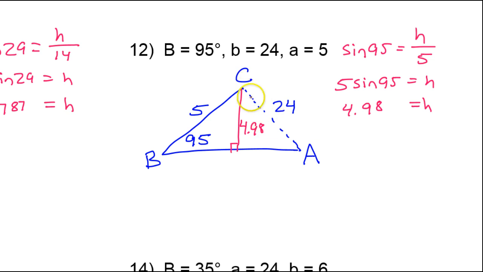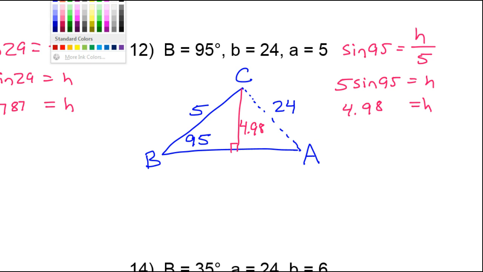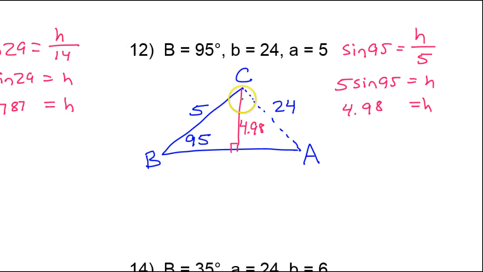Okay, so obviously the swing side is plenty long enough to reach. It's far longer than the 4.98, so it will reach and form a triangle. The question is, will it form two triangles or just the one? Well, the only way it's going to form two triangles is if we can also take this side and swing it inside, like this. Can it be in both places? And the answer is no.